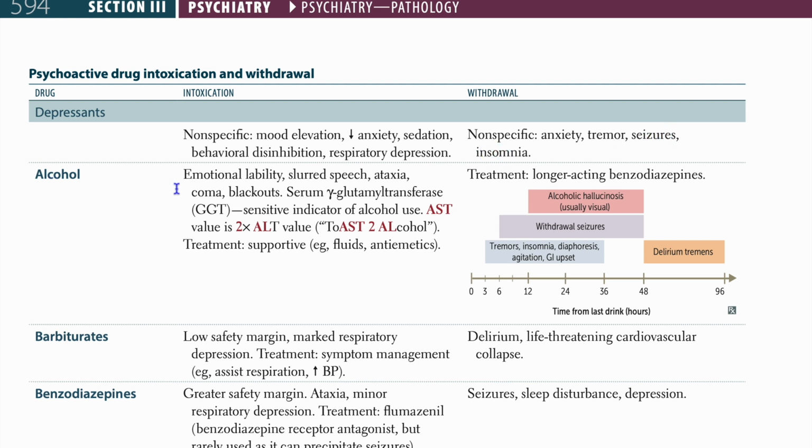Okay, alcohol. Alcohol intoxication is emotional lability, slurred speech, ataxia, coma, and blackouts. Serum gamma glutamyl transferase, or GGT, is a sensitive indicator of alcohol use. AST value is 2 times ALT value, so toast to alcohol. That's how I remember that. We did that in GIT. Treatment is supportive, for example, fluids and antiemetics. Treatment is longer acting benzos.